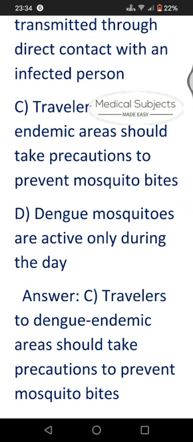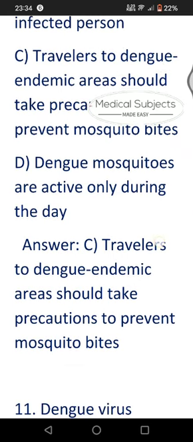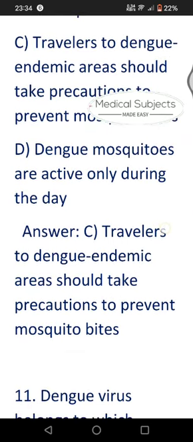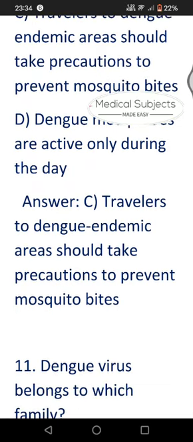During the day, yes, definitely the dengue mosquito is active during the day, but it is also most active during sunrise and during sunset. When the night falls, at that time the mosquitoes are very active. That is why we don't say that the Aedes mosquito is active only in the daytime; they are active even during the evening times. And hence C, travelers to dengue endemic areas should take precautions to prevent mosquito bites.